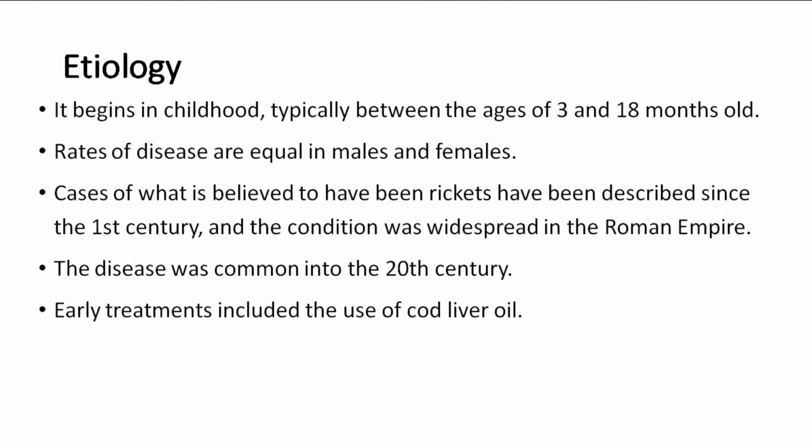It begins in childhood, typically between the age of 3 and 18 months old. Rates of disease are equal in males and females. Cases of what is believed to have been rickets have been described since the 1st century, and the condition was widespread in the Roman Empire. The disease was common into the 20th century also. Early treatments included the use of cod liver oil.